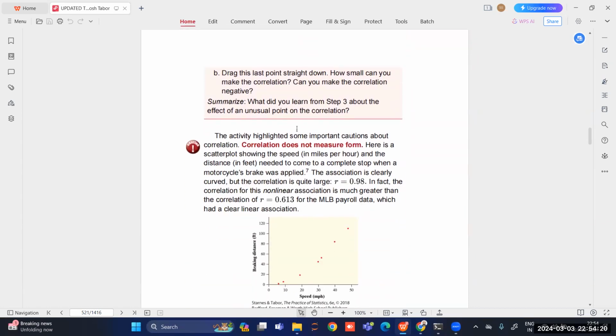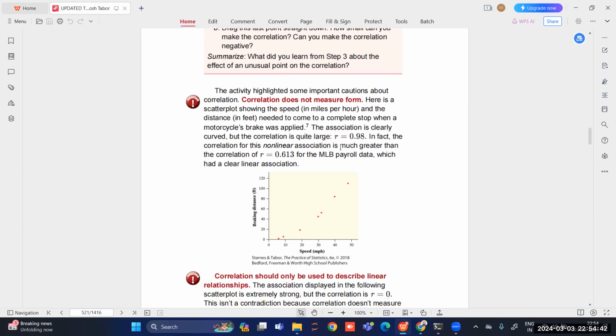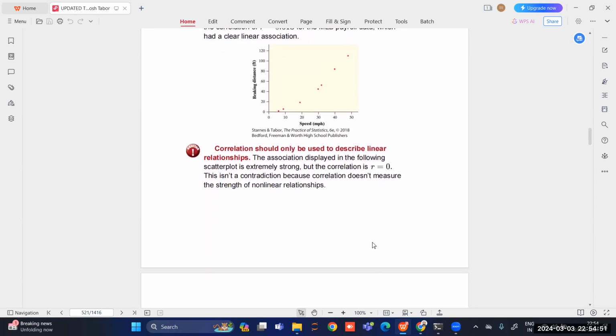Okay. The activity highlighted some important cautions about correlation. Correlation does not measure form. Form means what is the form of the data. Here is a scatter plot showing the speed and the distance needed to come to a complete stop when a motorcycle brake was applied. The association is clearly curved, but the correlation is quite large, R equals 0.98. In fact, the correlation for this non-linear association is much greater than the correlation of R equals 0.613 of the MLB payroll data, which had a clear linear association. So correlation should only be used to describe linear relationships.